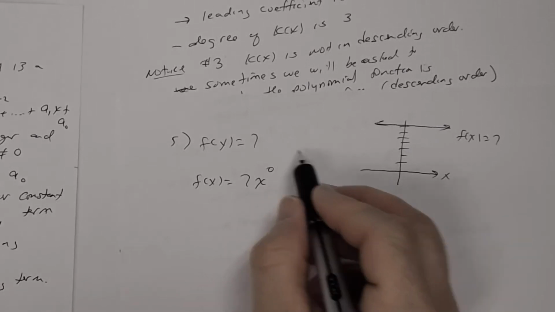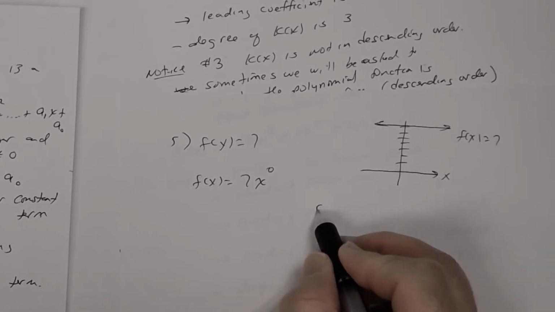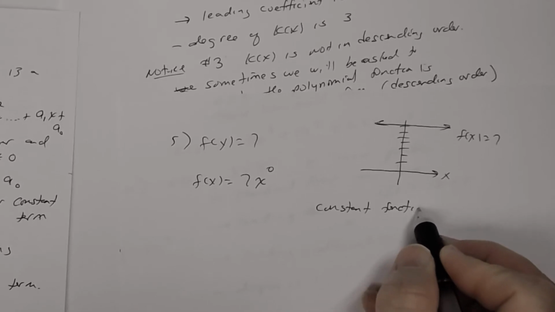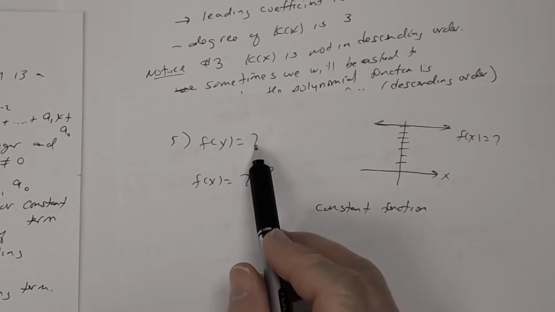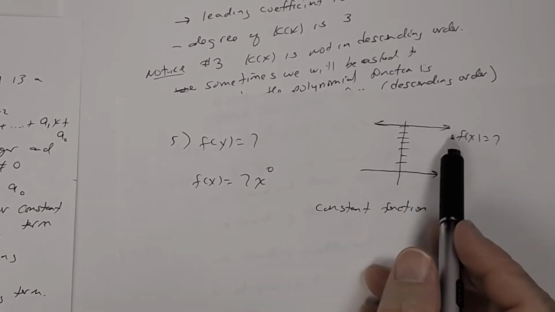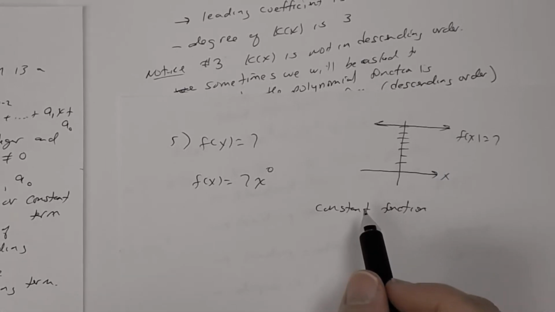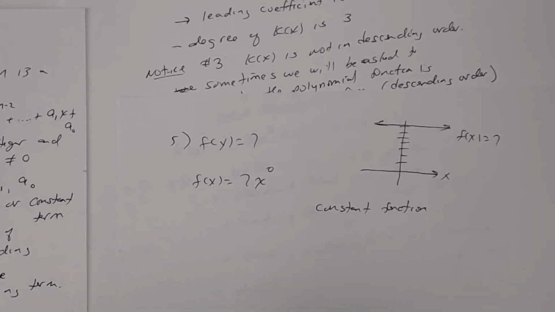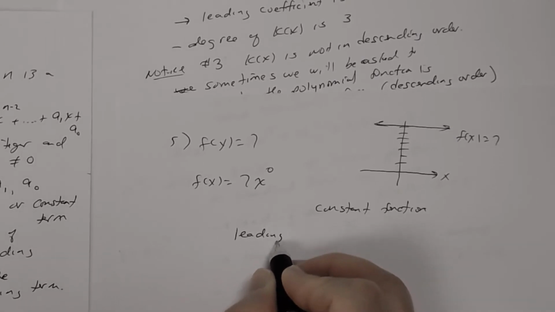So this function where we have this horizontal line is sometimes called a constant function. It's called a constant function because your y value is always 7. Your function value is always going to be 7. Well, we've talked about that before in previous lessons and in previous courses. Okay, so here's the question then that I need to ask you. What is the leading term? Well, there's only one term, right?